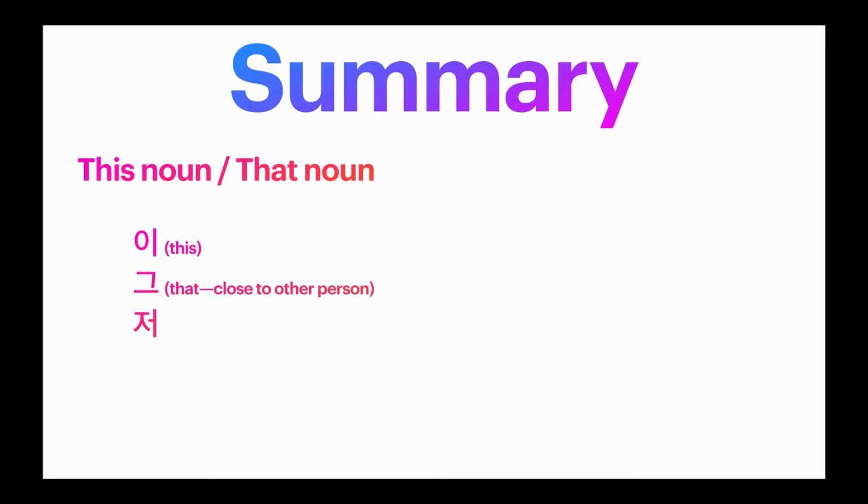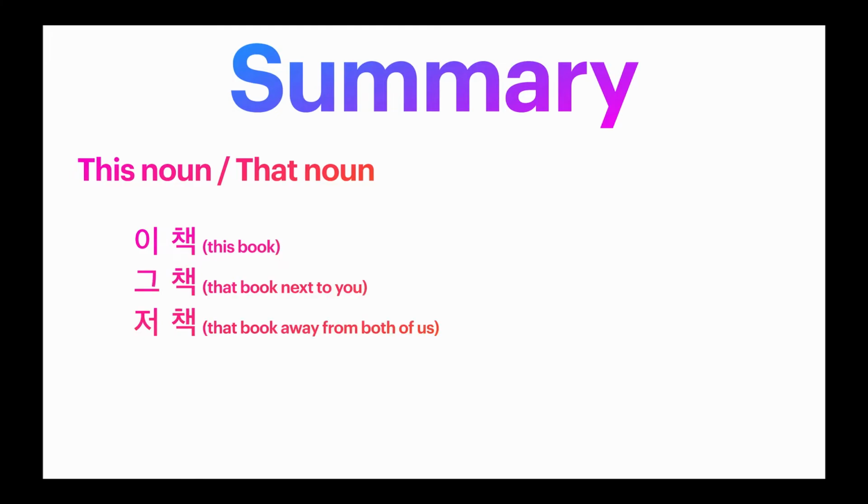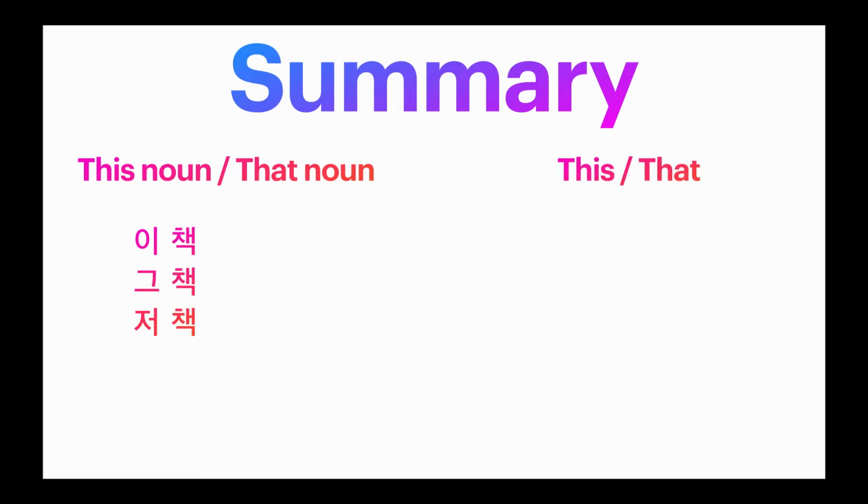Okay, so in summary, this or that followed by a noun will be 이, 그, or 저. 이, this, 그, that, which is close to the person who you're talking to, or 저, which is far away from both of you. For example, plus the noun 책, 이 책, 그 책, 저 책. And this and that, which is not followed by a noun, is 이것, 그것, 저것.